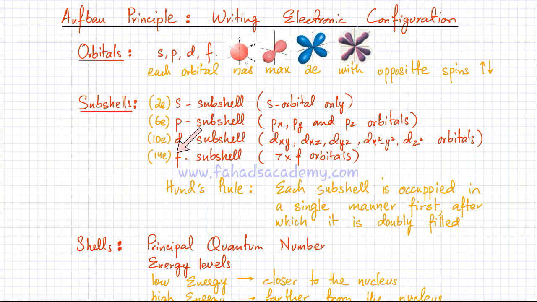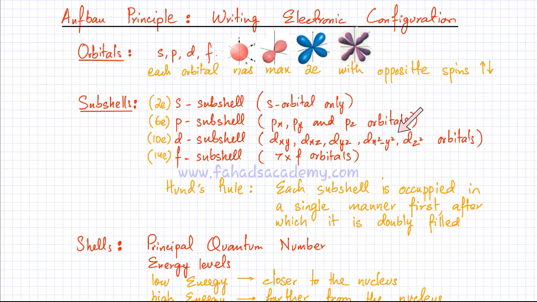Then we also discussed Hund's rule, which is that when you're filling a subshell, the electrons would occupy the orbitals in the subshell in a single manner first. So for example, if you're filling the p subshell, one electron would first go into the px orbital, then one into the py orbital, then one into the pz orbital. Once each orbital has one electron, then a second electron would go into the px, then the py, and then the pz. So orbitals in a subshell would always be filled singly first.